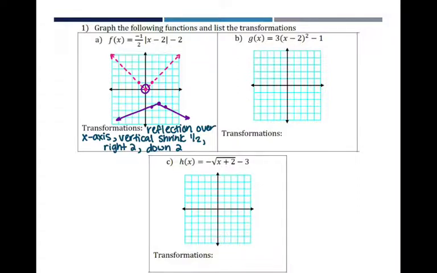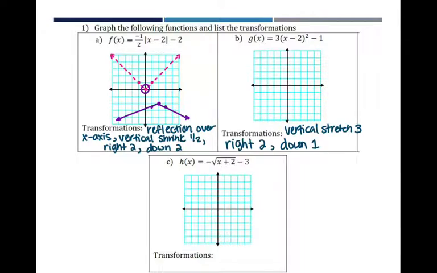For letter B, g of x equals 3 times (x minus 2) squared minus 1. So that 3 in the front is a vertical stretch. I am moving to the right 2 because of that minus 2, as well as down 1 because of the minus 1 on the outside.